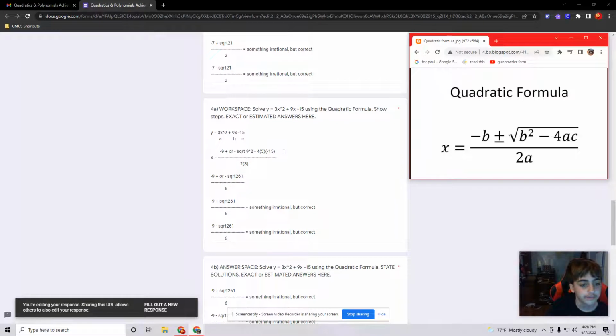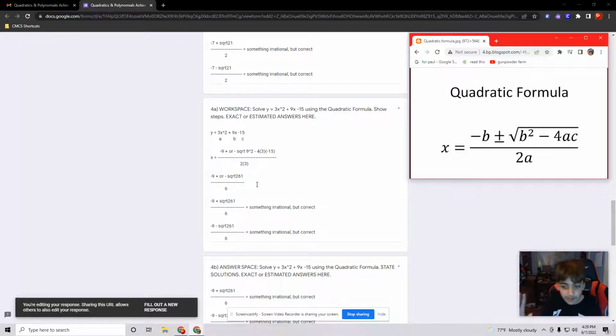Now I'm going to demonstrate with 4. You're going to do the same thing. In this equation, 3 is A, 9 is B, and negative 15 is C. So you plug in: x is equal to negative b, negative 9, plus or minus the square root of b squared, so 9 squared, minus 4 times a times c, 4 times 3 times negative 15, all over 2a, which is 6. You simplify it all, it's negative 9 plus or minus the square root of 261.